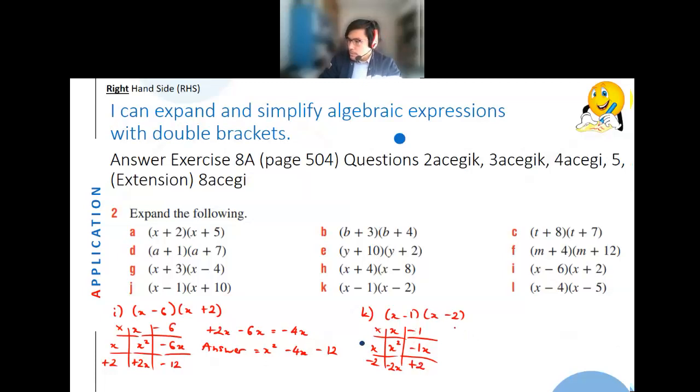So that means we would have minus 1x minus 2x. This is going to be even more negative, so it's going to give us minus 3x. So our answer is x squared minus 3x plus 2. Okay, so I hope this helps you with question 2.